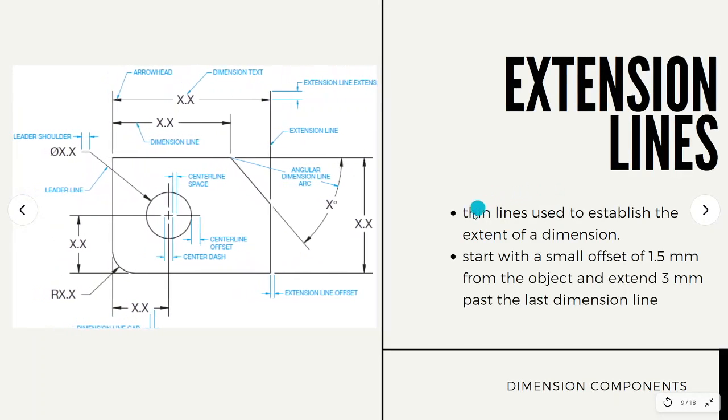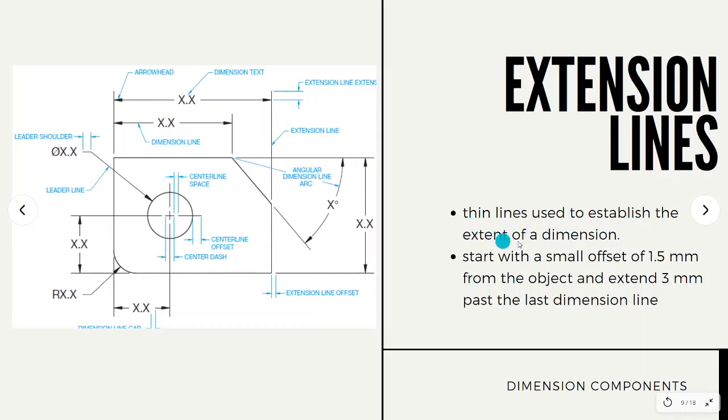Next is the extension line. These are thin lines used to establish the extent of a dimension. So where is the extension line? This is the extension line. It starts with a small offset of 1.5 mm from the object, and extends 3 mm past the last dimension line. So if the gap is 1.5 mm, the extension is 3 mm past, basically times 2 the offset.